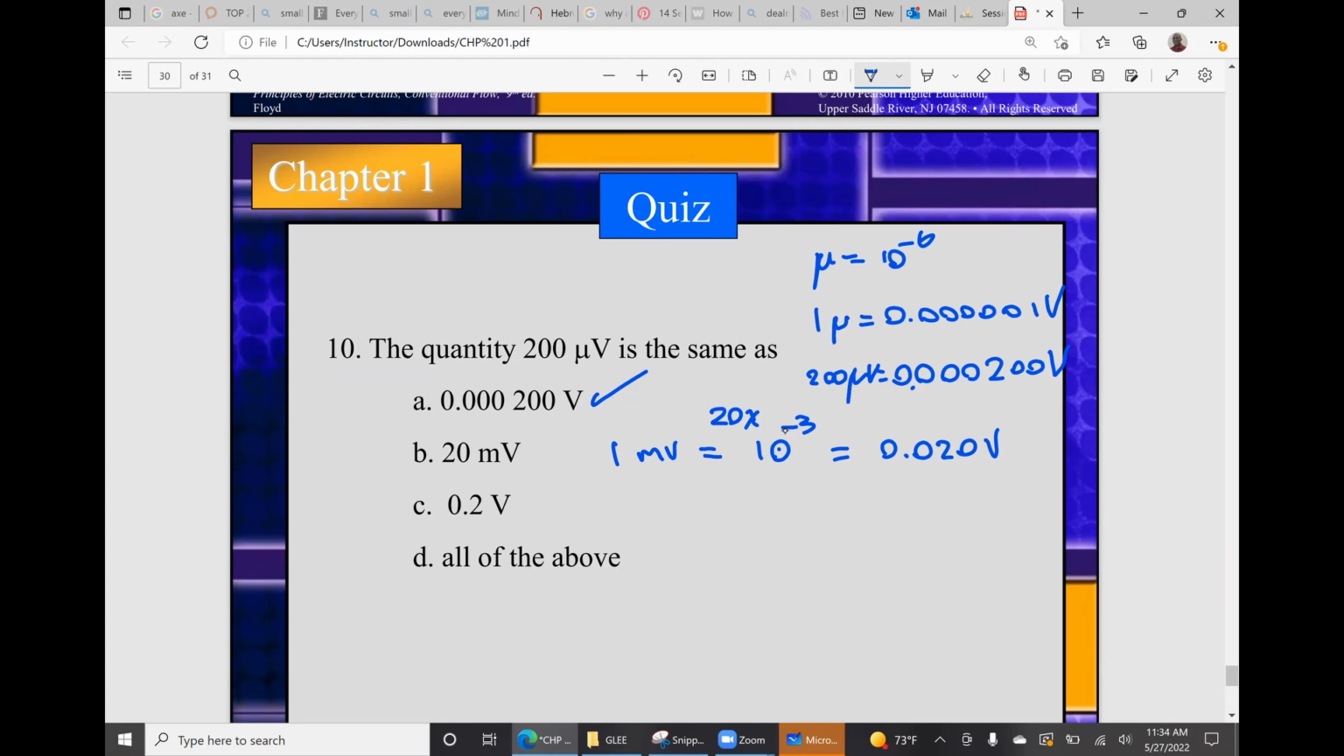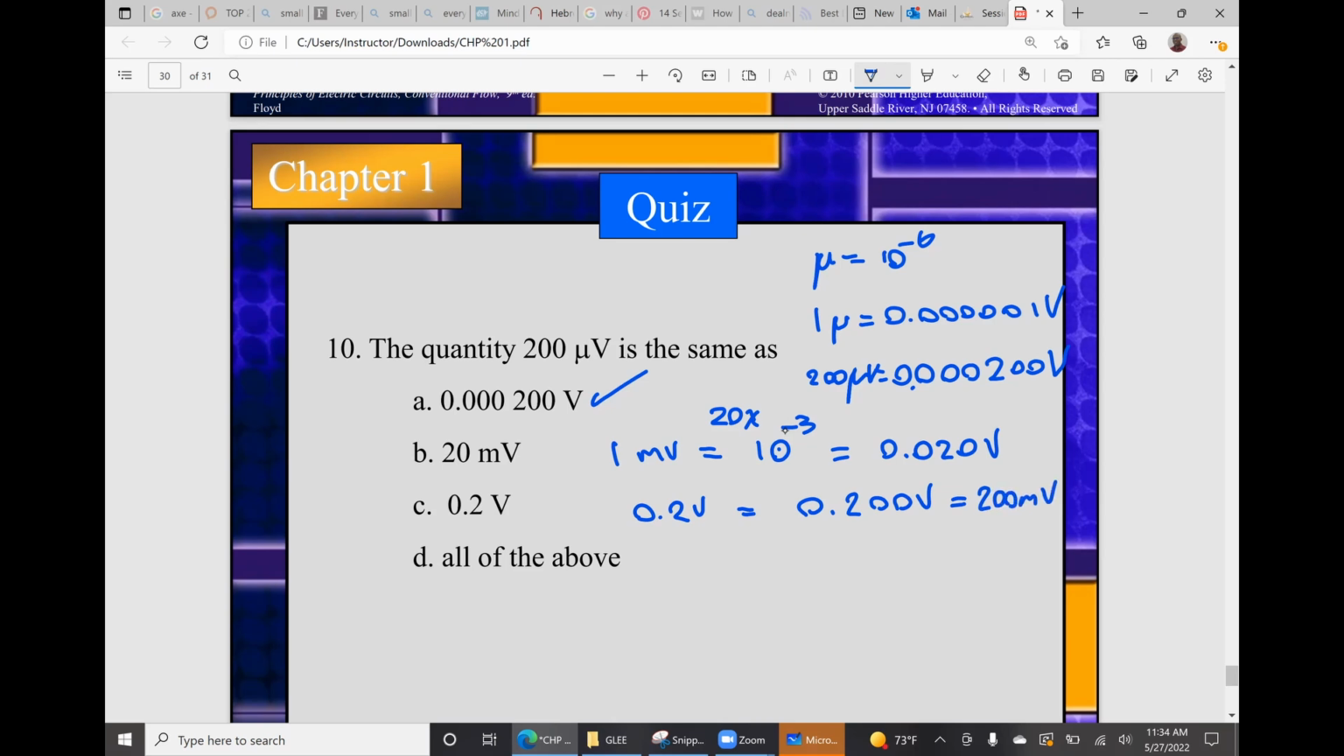What about 0.2 volts? This is the same as 200 millivolts. So 0.2 volts, you can write it as 0.200 volts. And what is that? If this is 20 millivolts, then this must be 200 millivolts, right? So again, you can write this as 200 millivolts.